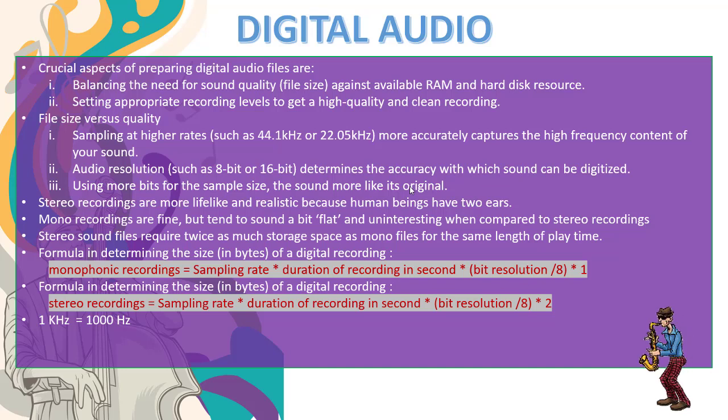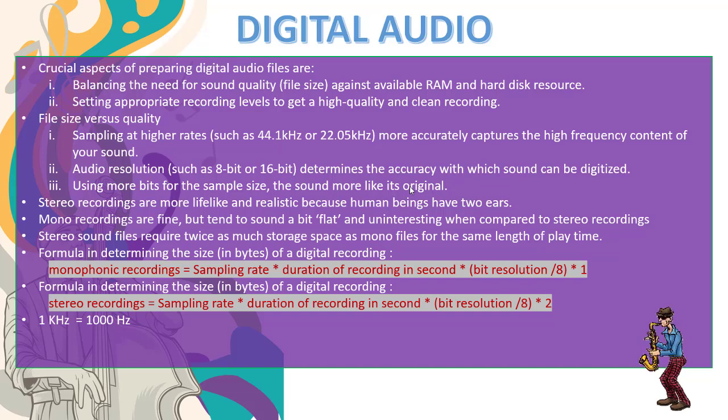Remember that the sampling rate determines the frequency at which samples will be taken for the recording. Sampling at higher rates more accurately captures the high-frequency content of your sound. Audio resolution determines the accuracy with which a sound can be digitized. Using more bits for the sample size yields a recording that sounds more like its original.